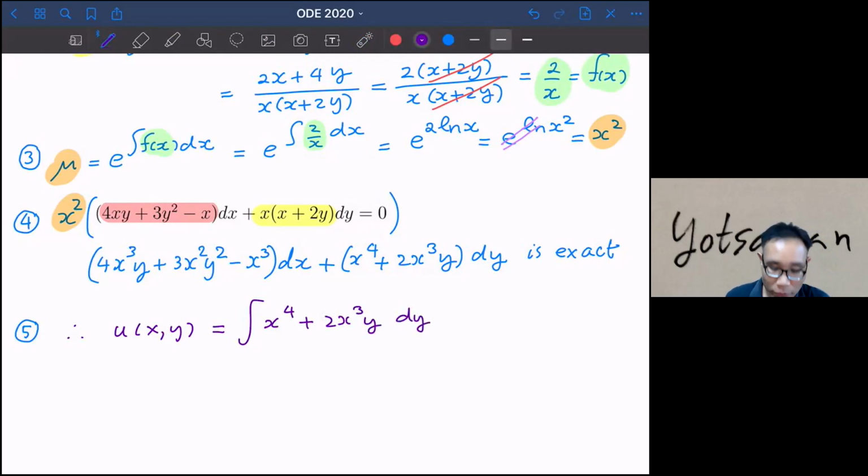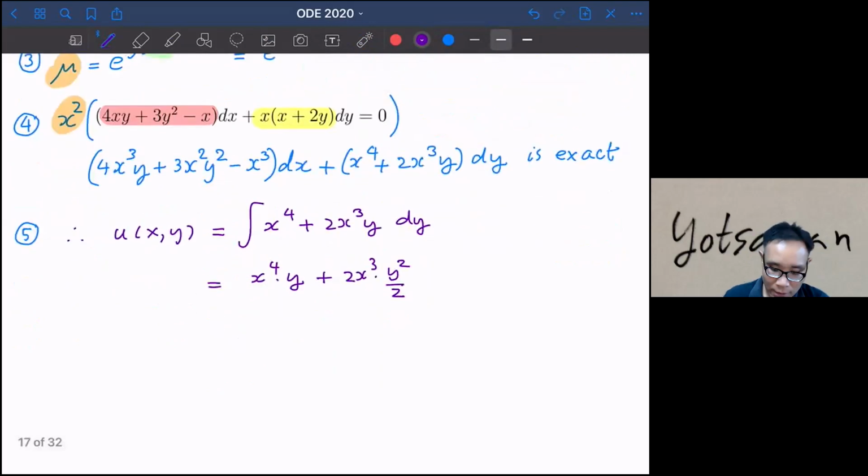Okay, so you're gonna integrate this one, you get x to the fourth times y. Be careful, you are integrating with respect to y. And for the second one, you're gonna integrate y, so it's gonna be 2x to the third, y squared over 2. That will allow us to get rid of the 2 also.